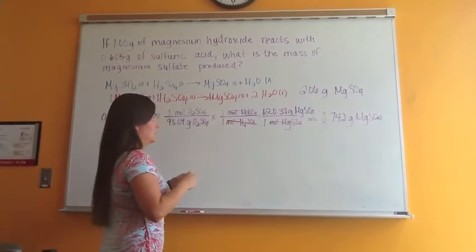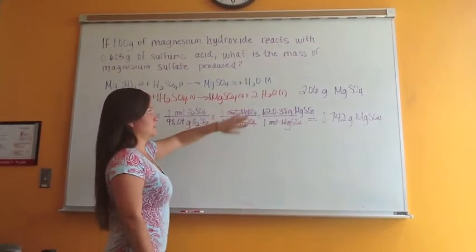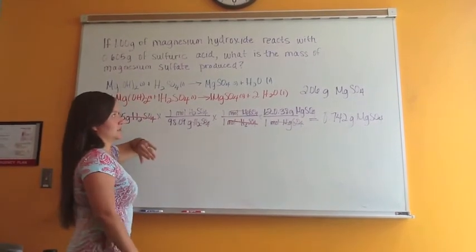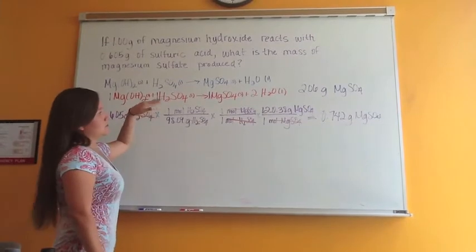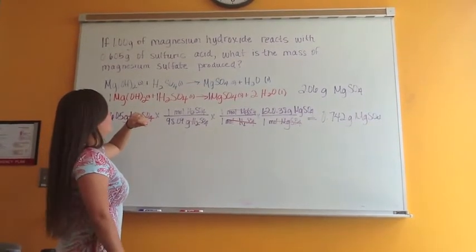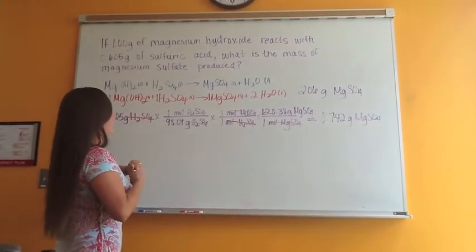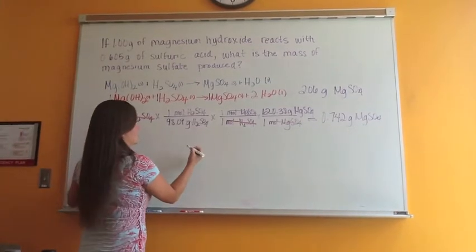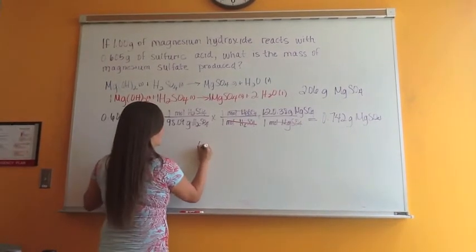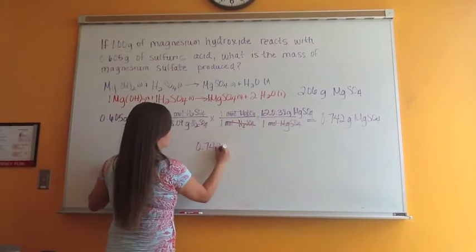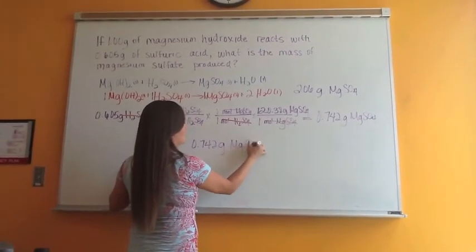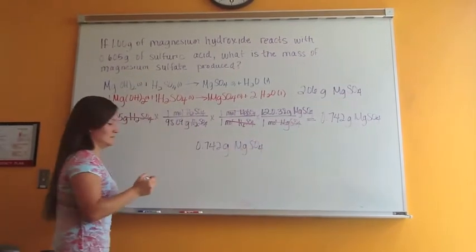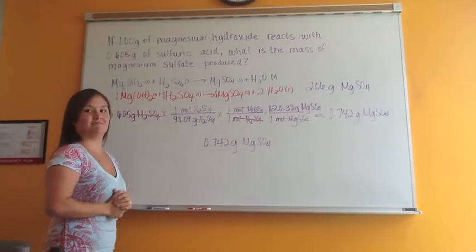Basically what we can learn from this is that of the 2 masses from the first equation and this equation, if 1 gram of magnesium hydroxide reacts with 0.605 grams of sulfuric acid, the mass of the magnesium sulfate produced is 0.742 grams. Okay, and that's it. Thank you.